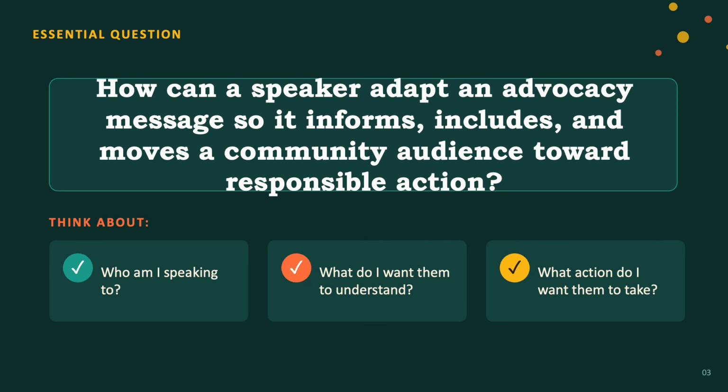Our essential question for today's lesson is: how can a speaker adapt an advocacy message so it informs, includes, and moves community audience towards responsible action? This question reminds us that a speech is not only about speaking in front of people. A good speaker must consider first, who is listening, second, what message should be shared, third, what action should the audience take. An effective speaker always thinks about the needs and perspectives of the audience.